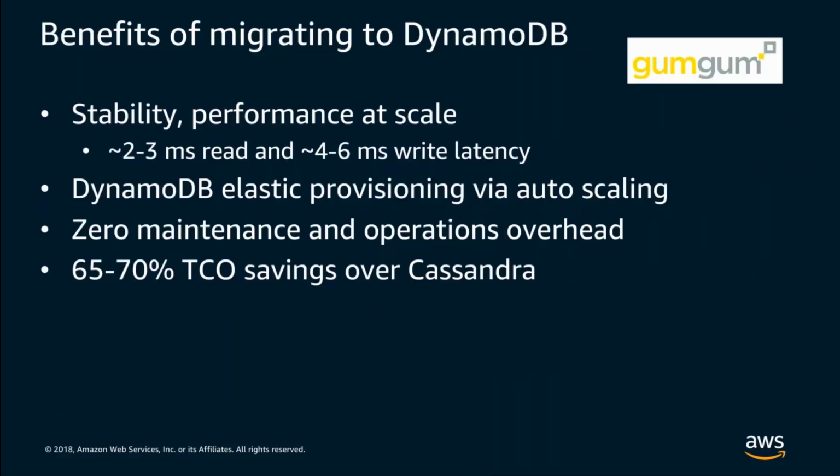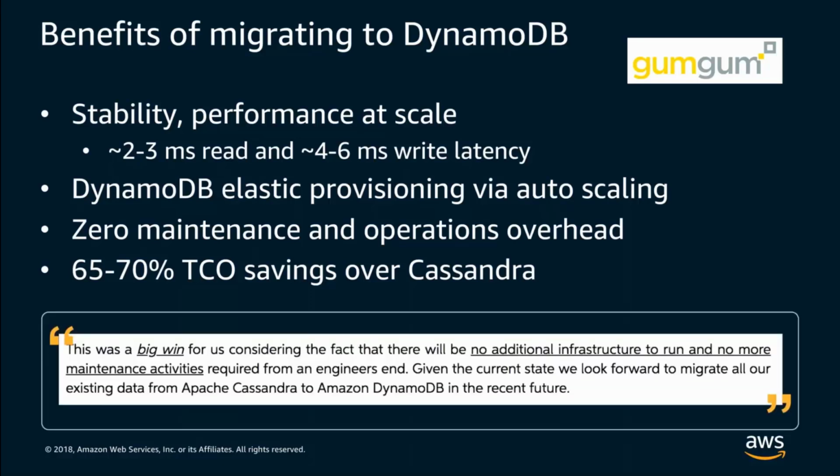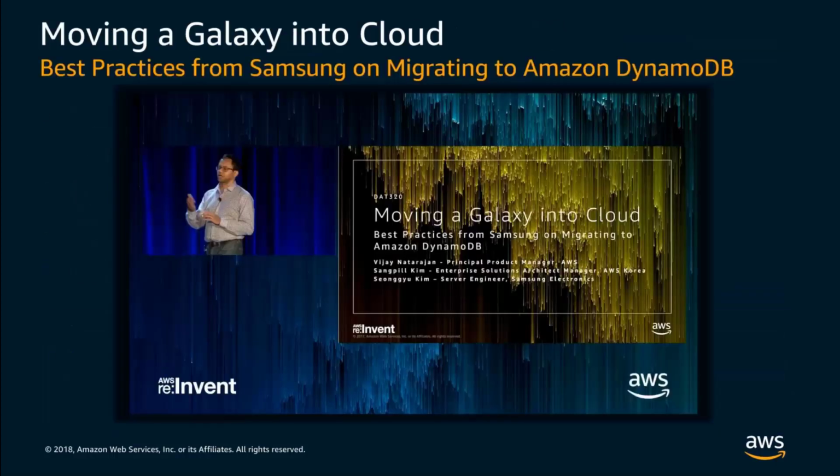Another customer, GumGum, wrote a blog about their migration. They saw read latencies of 2 to 3 milliseconds from inside the VPC, and just a little bit higher for writes. And they had a 65 to 70% TCO savings over Cassandra. The thing they're most excited about is no additional infrastructure. And in their case, they were running Cassandra 2.2, one of those versions. And the choice was either, okay, do we upgrade or do we buy licenses from the open source version? Do we move to Dynamo? And for them, this was a really wise choice.